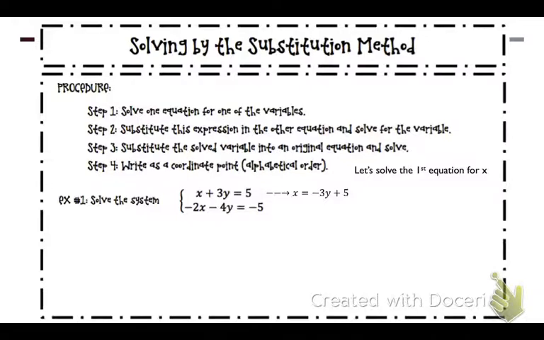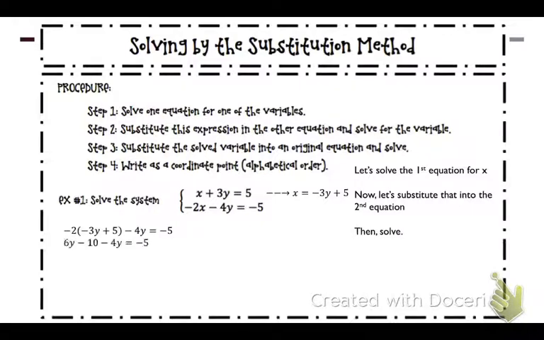Okay, so I was working with the first equation. I solved it for x. Now I'm going to plug that x in for the second equation. So I'm going to plug negative 3y plus 5 in for the x on the second equation. So that becomes negative 2 times negative 3y plus 5 minus 4y equals negative 5. And then I'm going to solve this for y. So I get 6y minus 10 minus 4y equals negative 5, which is 2y minus 10 equals negative 5. Add the 10 over, you get 2y equals 5. Divide by 2, you get y equals 5 halves.